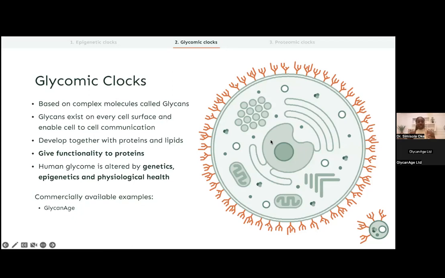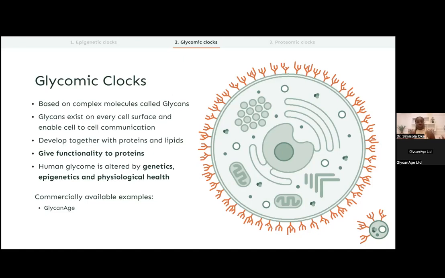They develop together with proteins and lipids, and the glycans are what make proteins functional. Also, when we think about the human glycome, it's actually adjusted and altered by your genetics, your epigenetics, and your physiological health. And so all of these things can have an effect on the glycans that you have on your various cells.